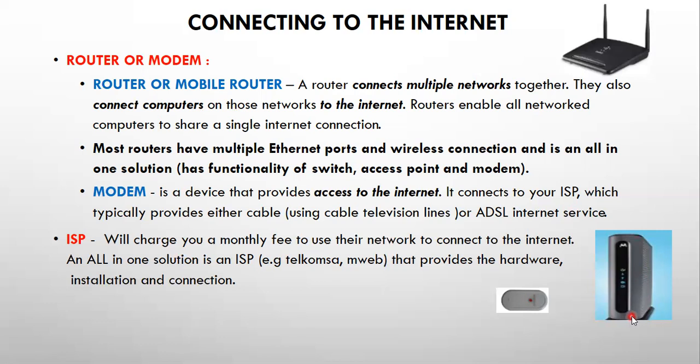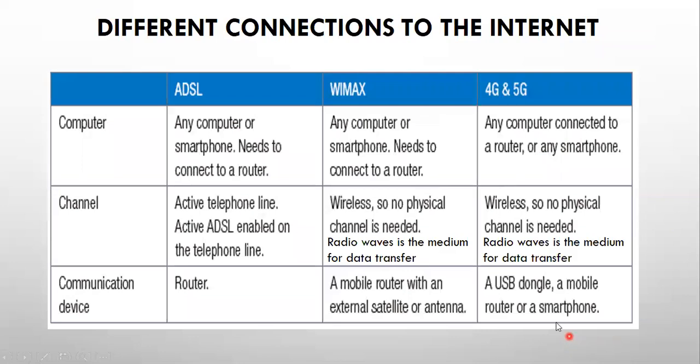So these are your routers and your modems. These are your modems. There's your router. Right, the next one is different connections to the internet: your ADSL, your WiMAX, your 4G, and 5G.